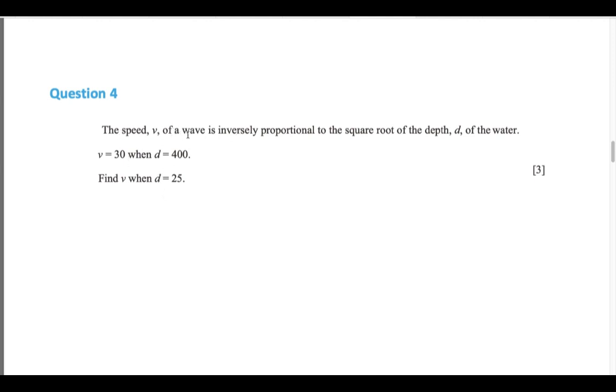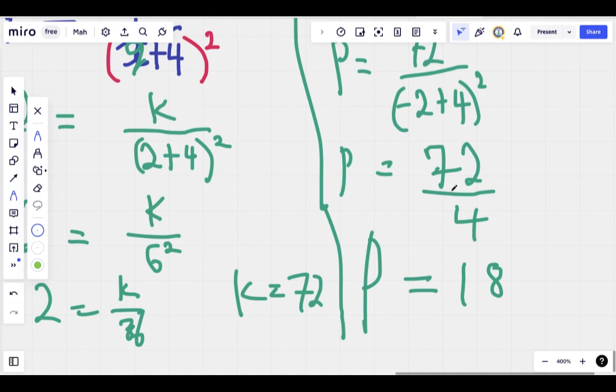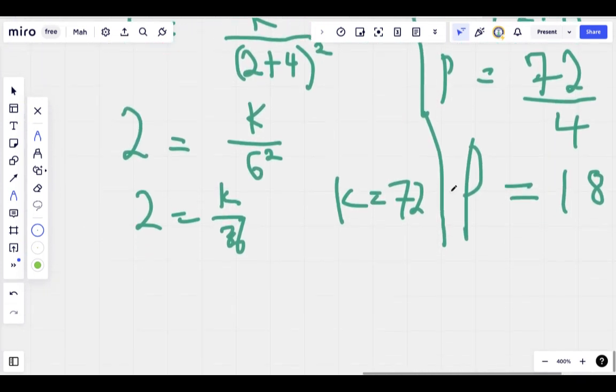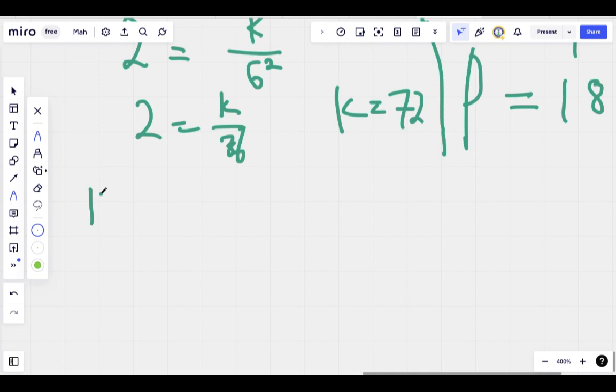The speed v of a wave is inversely proportional to the square root. We must take note of this phrase, square root. The speed v of a wave is inversely proportional to the square root of the depth of the water. So what we're going to have is question number 11.